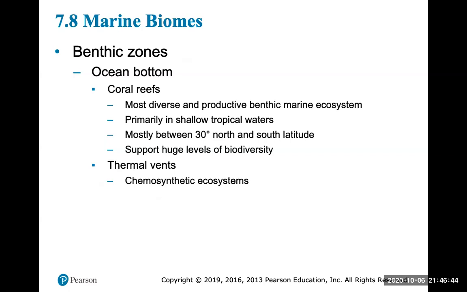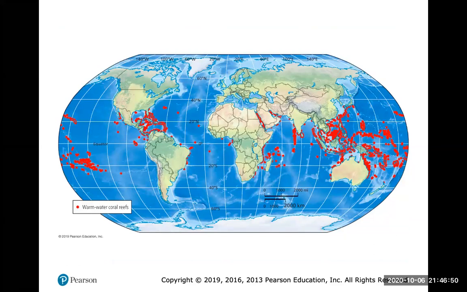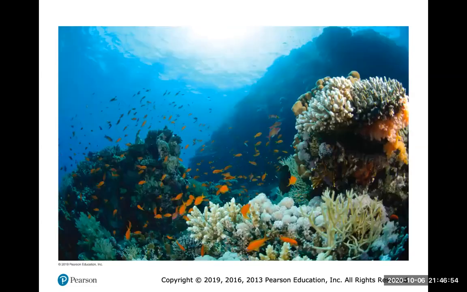Thermal vents are a chemosynthetic type ecosystem. Here are kelp forests. Here's a look at the warm water coral reefs found around the world. Again, they support a huge, abundant variety of wildlife.